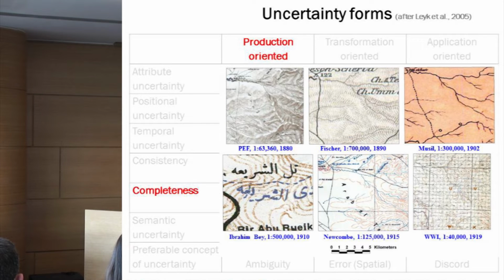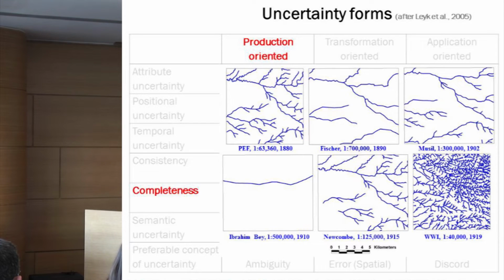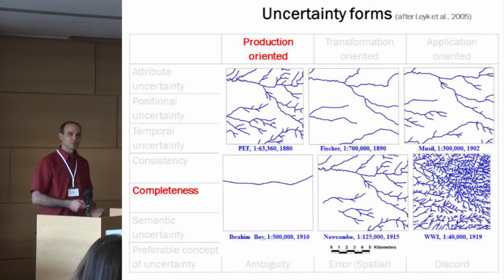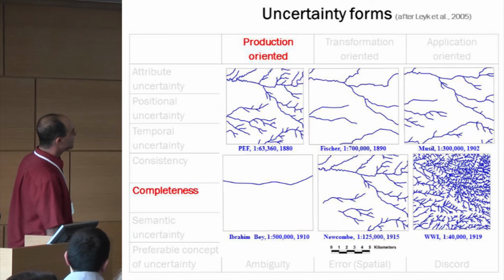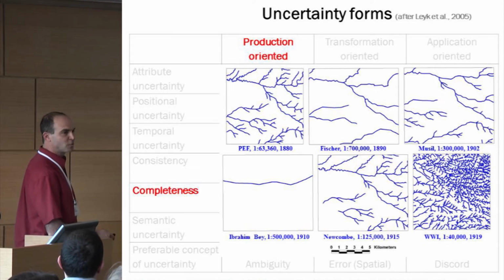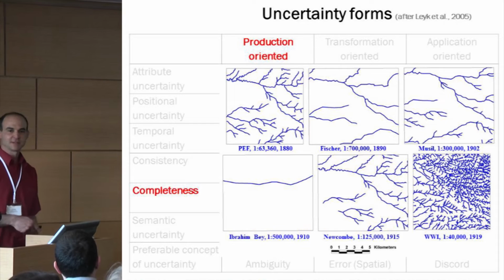I also analyzed some more maps of this type. And I digitized the rivers, the network of the rivers. And you can see that the river network is shown in totally different ways in different maps. And the most detailed map, in fact, is from World War I. It is more detailed than present-day maps.